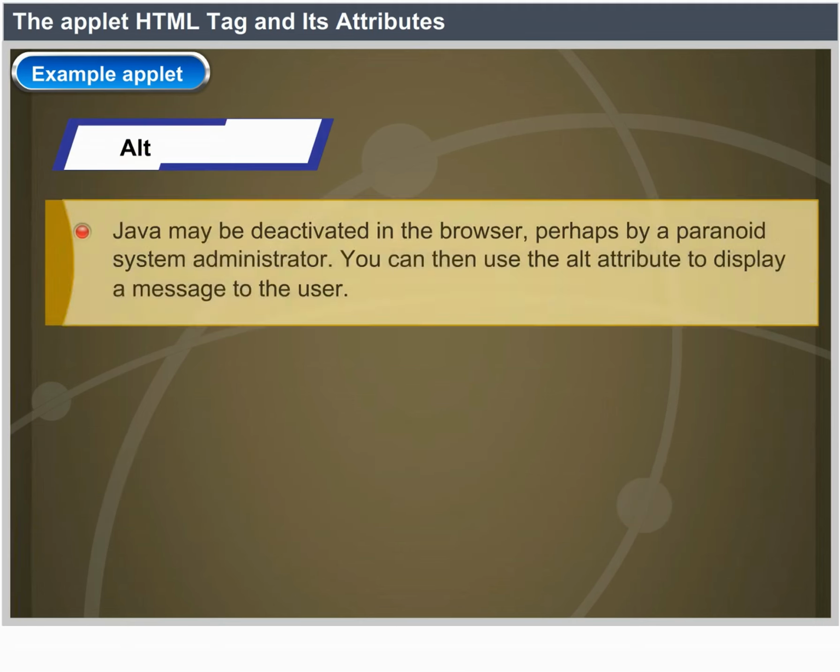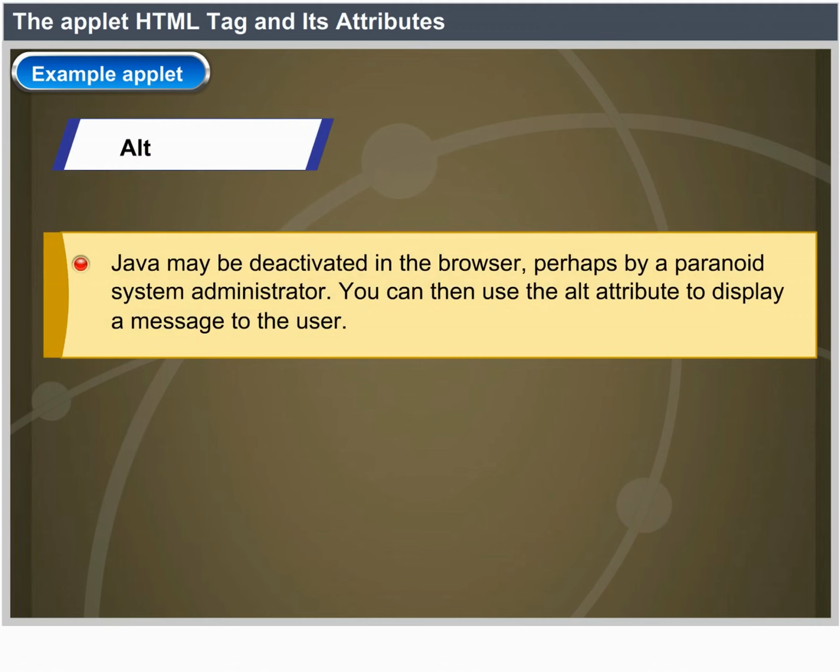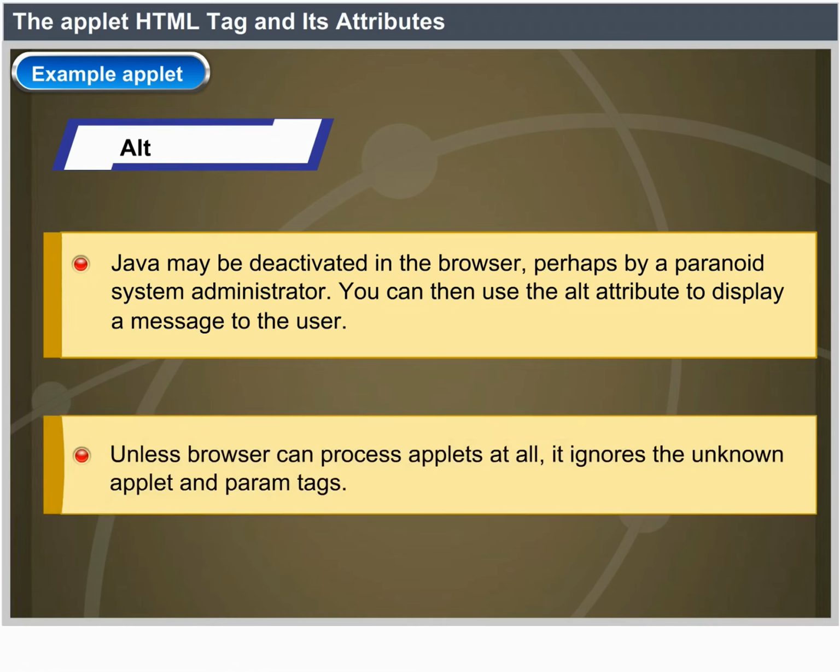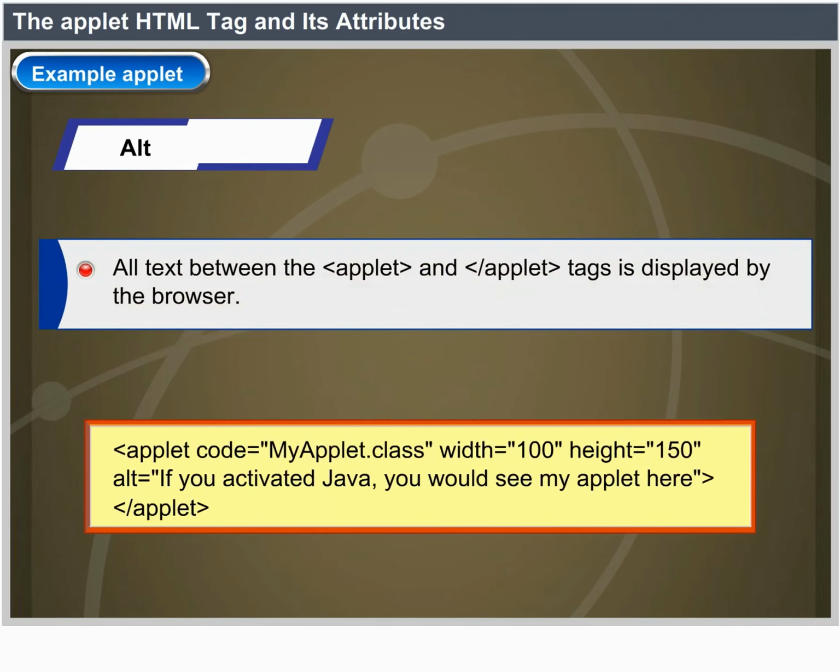Alt. Java may be deactivated in the browser, perhaps by a paranoid system administrator. You can then use the alt attribute to display a message to the user. Unless the browser can process applets at all, it ignores the unknown applet and param tags. All text between the applet and the end applet tag is displayed by the browser. Applet code equal to myapplet.class, width equal to 100 and height equal to 150. Alt equal to, if you activated Java, you would see my applet here.